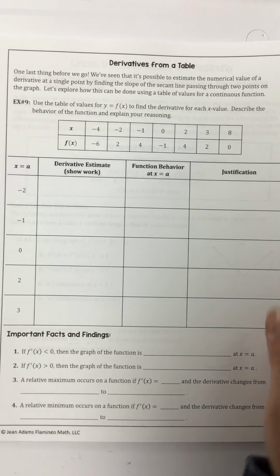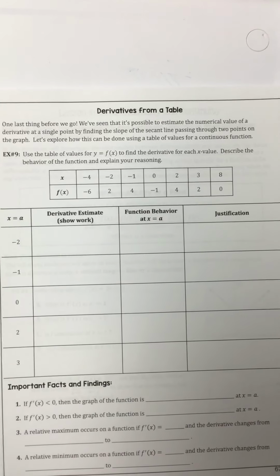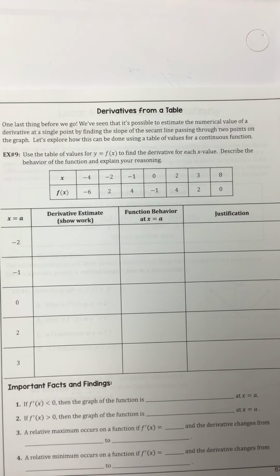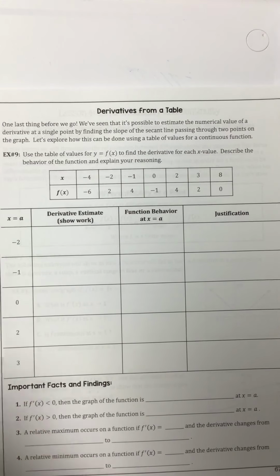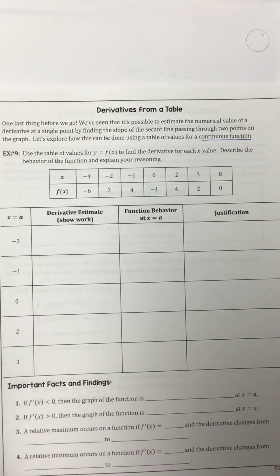I think this is the last thing we're doing here. So one last thing. We've seen it's possible to estimate the numerical value of a derivative at a single point by finding the slope of the secant line passing through the 2 points on the graph. Let's explore how this can be done using a table of values for a continuous function. You notice it said for a continuous function. If it wasn't continuous, we couldn't do this.